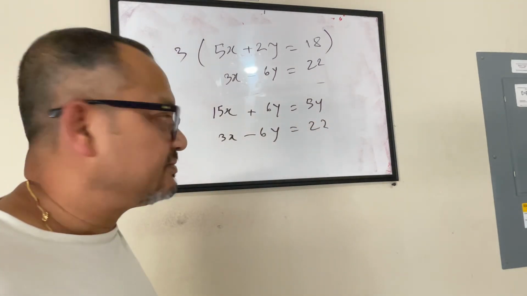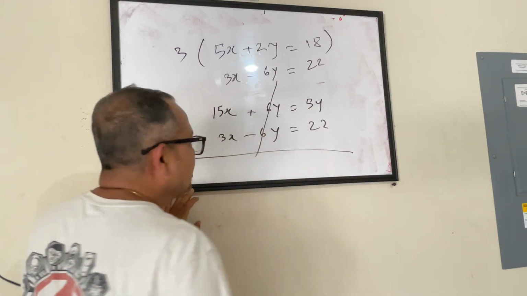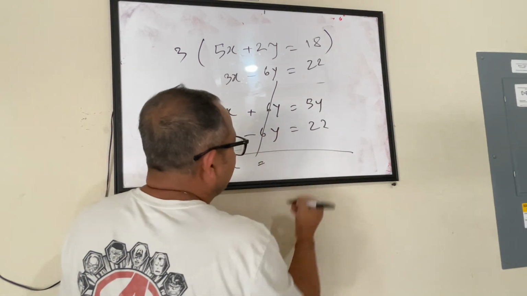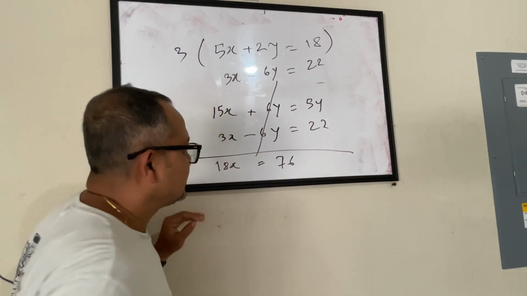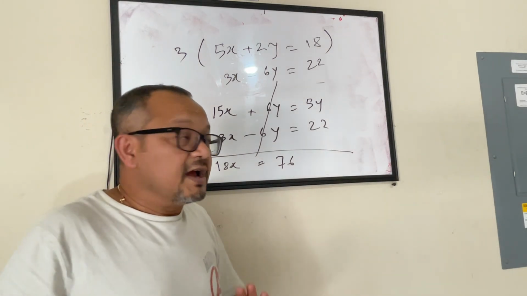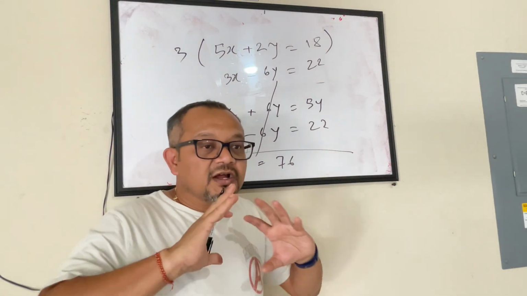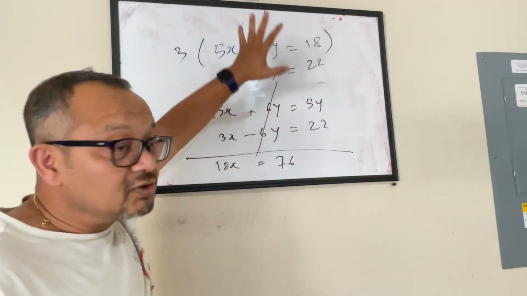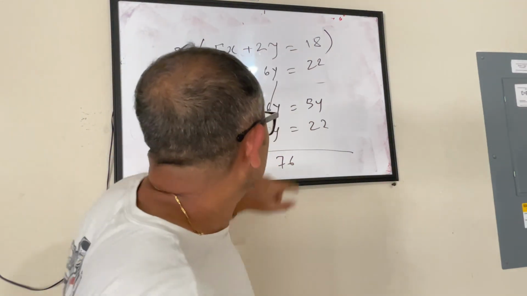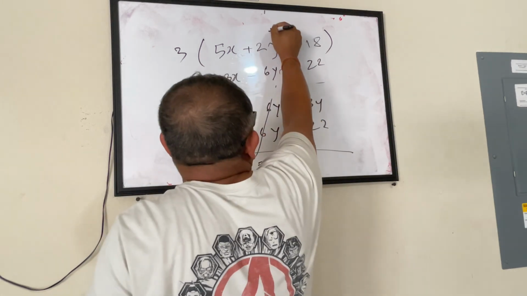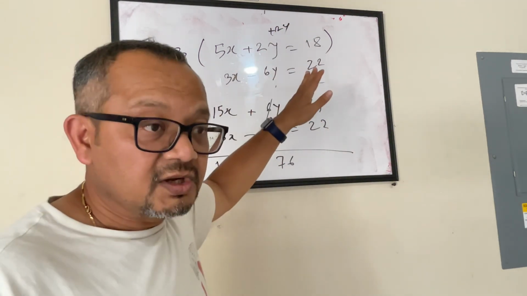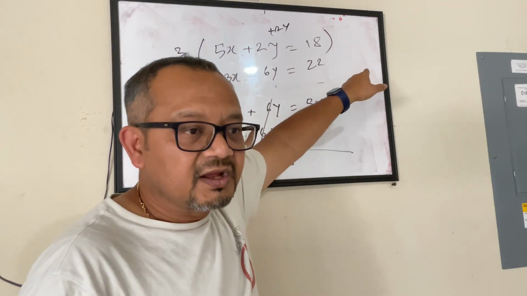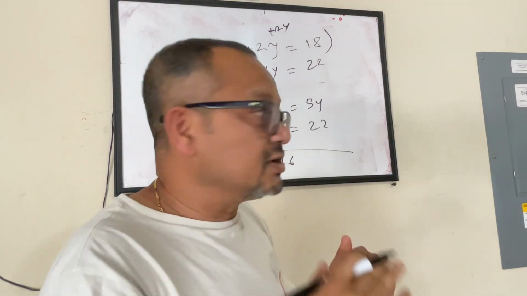Now we can simply add them. If you add them, these two terms get knocked off. What you're left with is 15 plus 3, 18x equals 54 plus 22, 76. You got the value of x. So your only objective is to apply whatever trick you want without tampering with the relationship here. Let's say you just say, okay, I will add plus 2y here. No, that will not work. You can multiply, you can divide, but you cannot just add any value in between. That will tamper with the relationship.